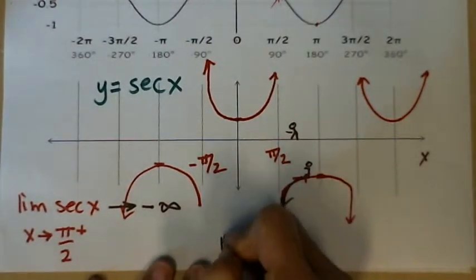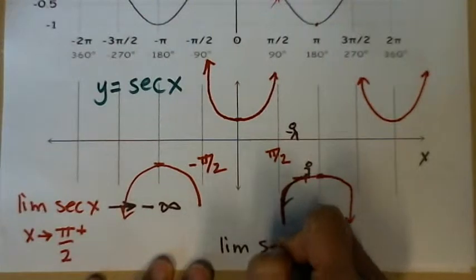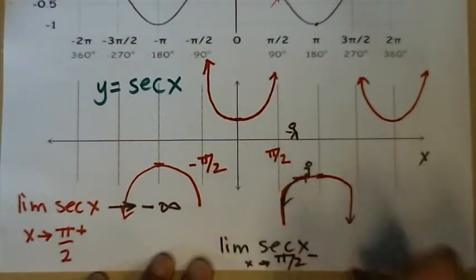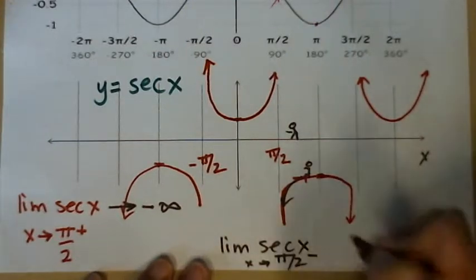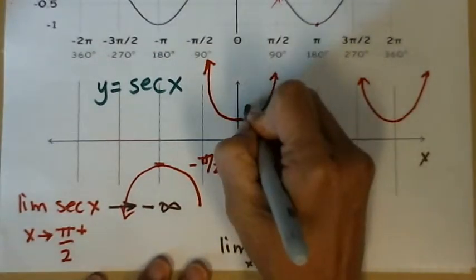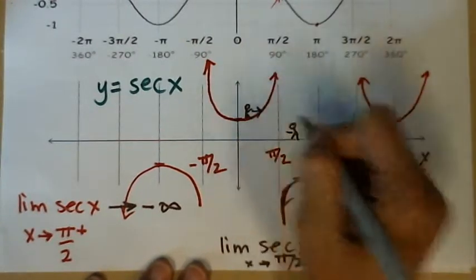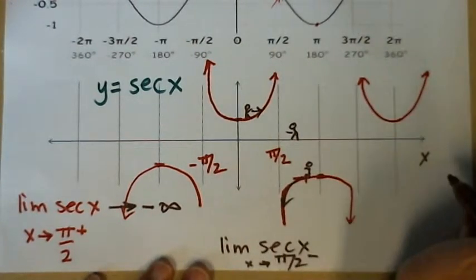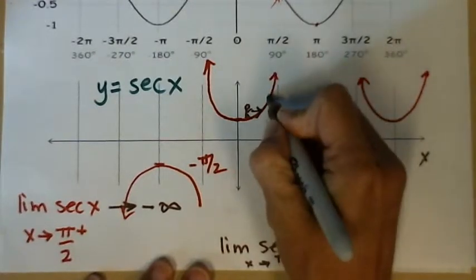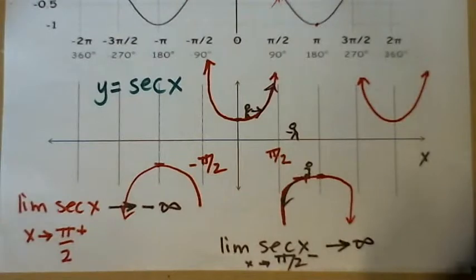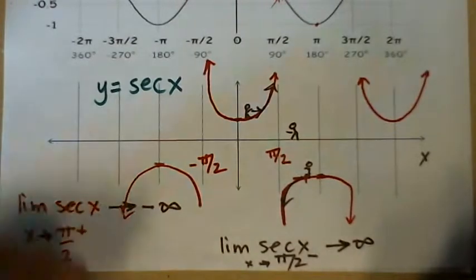Versus if I asked, hey, what's the limit of secant x as x approaches pi halves from the left? Well, this time when I get on my graph to pi halves, I'm on the other side of it. I'm over on the left side and I'm walking along from the left, and this time my secant values approach positive infinity.